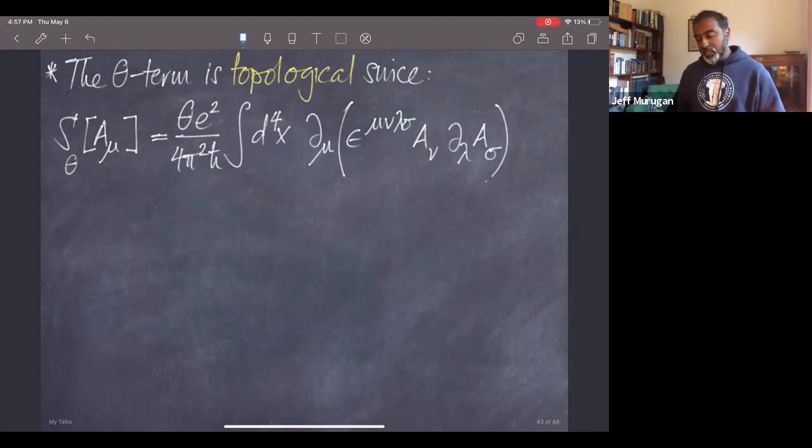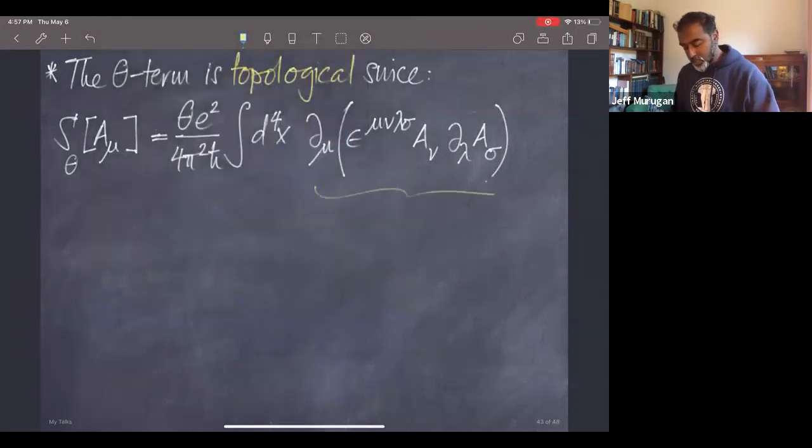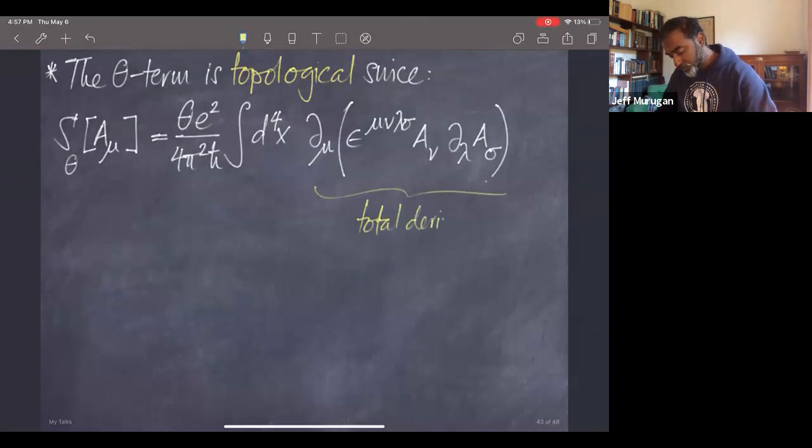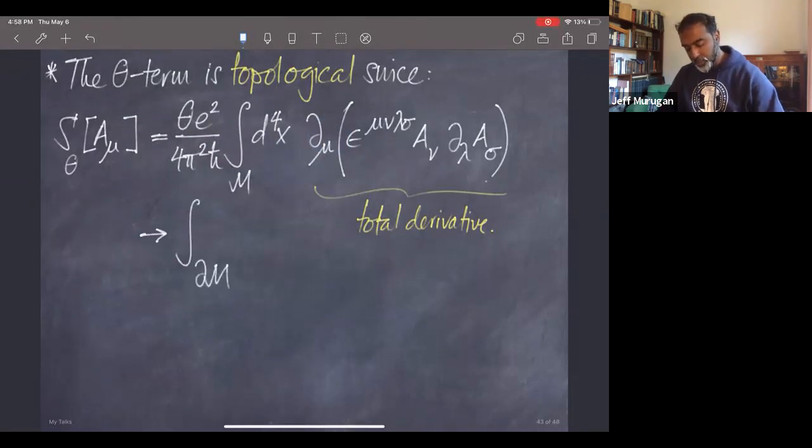The fact that I can write this thing as the derivative of something means that this guy here is what you would call, in first year calculus, a total derivative term. And the integral over something, in this case a space-time manifold M, of a total derivative can, by the fundamental theorem of calculus, be turned into an integral over the boundary of M of the something itself. So this epsilon mu nu lambda sigma A nu d lambda A sigma.